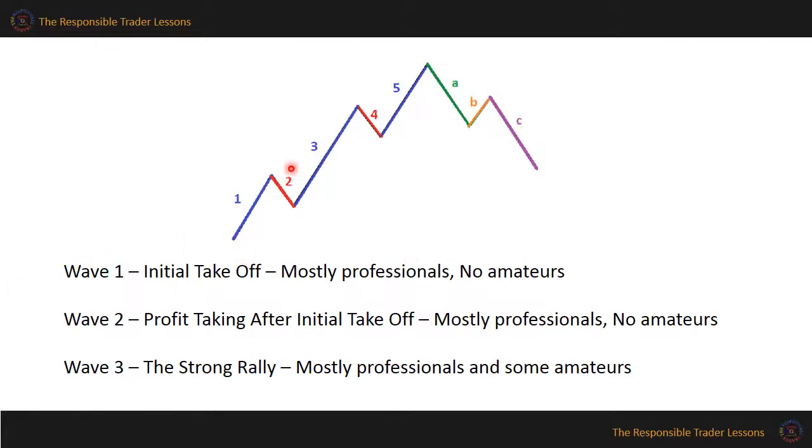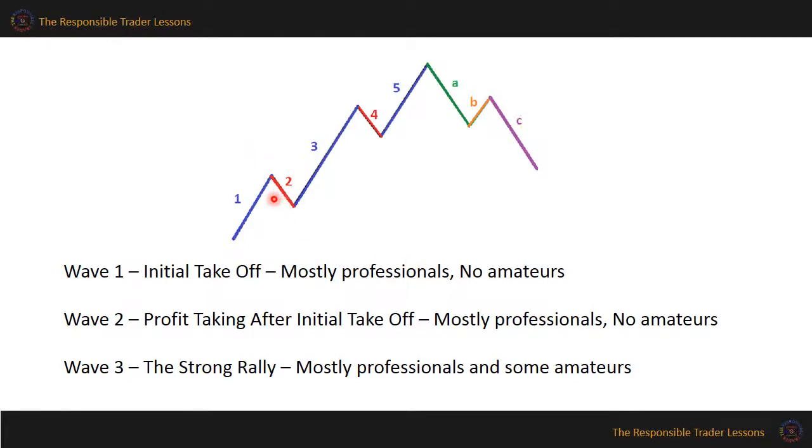Wave 1 is the initial takeoff. After a period of consolidation, the stock makes its initial move upwards. This is usually caused by a relatively small number of people, mostly professionals, who think that the price of the stock is cheap, so it's the perfect time to buy. This causes the price to rise. The amateurs have little or no participation at all.